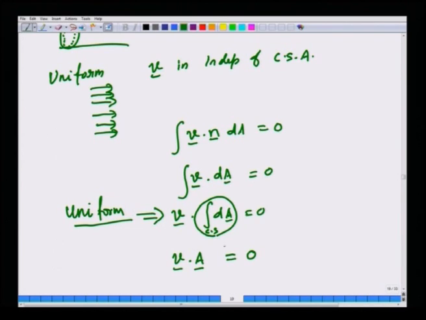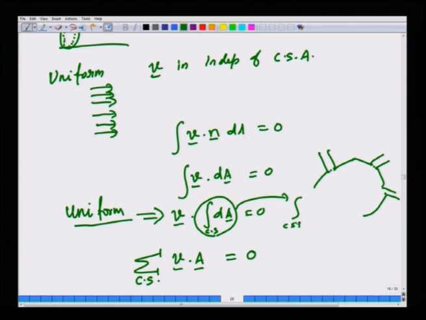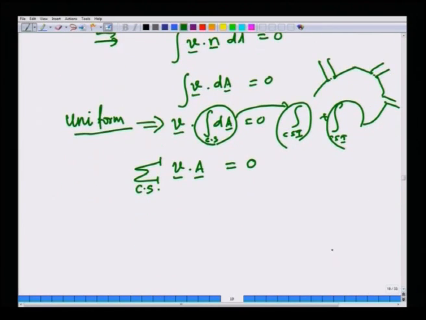the integral will have various inlets and outlets. So, we will have to count over all the inlets and outlets. As I just mentioned, a generic problem could have many inlets and outlets. So, the integral over CS can be split into CS1, CS2 and so on. All this will therefore become the sum over various cross sectional control surfaces of V dot A is 0.